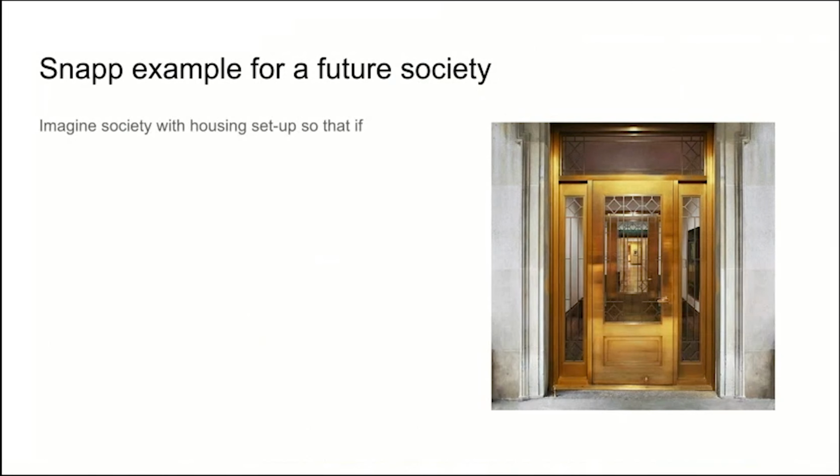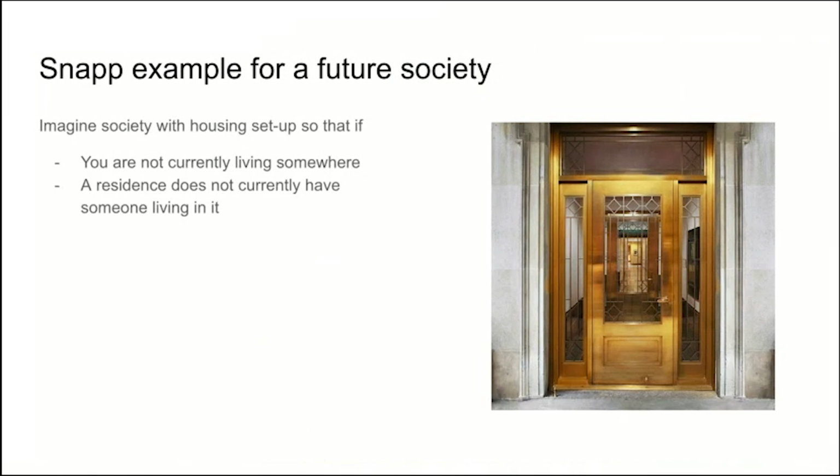Okay, so let's imagine a society that has housing set up in the following way. We want to say, if you're not currently living somewhere and there is a residence, like this one here, that is currently unoccupied, then you can start living in that residence. So that's how housing will be set up in our future society. There's no private ownership of housing, there's no speculation, etc.